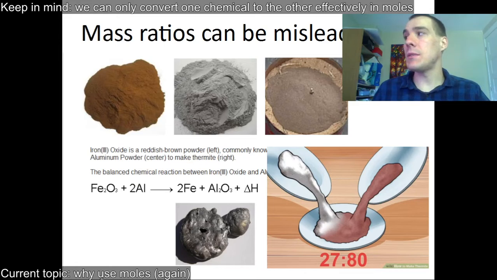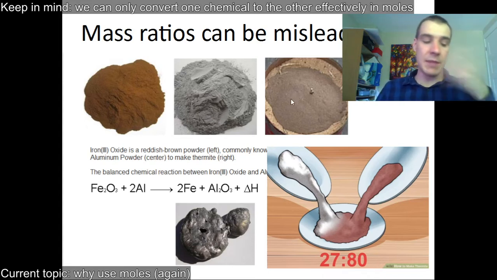The first thing is, why do we use moles? I want to harp on this again. Why do we use moles when we compare things instead of mass? Well, here's an example. Here is thermite. Thermite is iron oxide, this is the red powder, rust, and powdered aluminum. And you want to mix them to make your thermite, the thermite reaction.